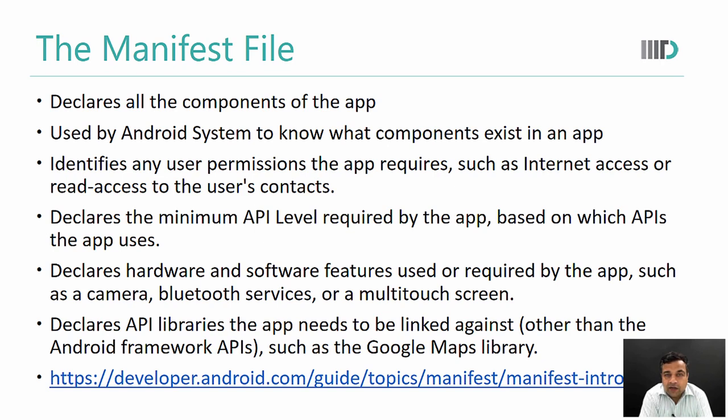The manifest file also declares the minimum API level required by the app. And it also declares hardware and software features used or required by the app. It also declares API libraries that the app needs to be linked against, such as if you are using the Google Maps library.